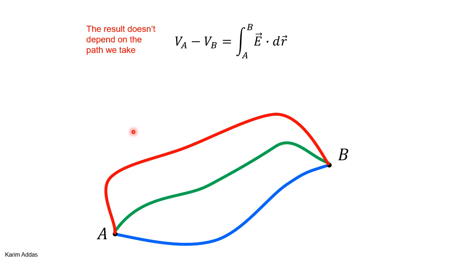So you saw that the result doesn't depend on the path we take. If you took a different path, you would be cutting up that path into an infinite number of parts. When you add the potential differences along that path, you'll get the same result. You'll get the potential at the beginning minus the potential at the end. So whichever path you choose, it doesn't make a difference. VA minus VB will always have the same value.